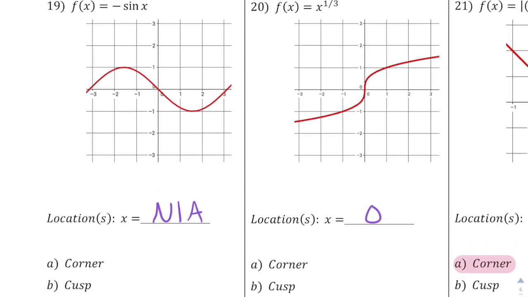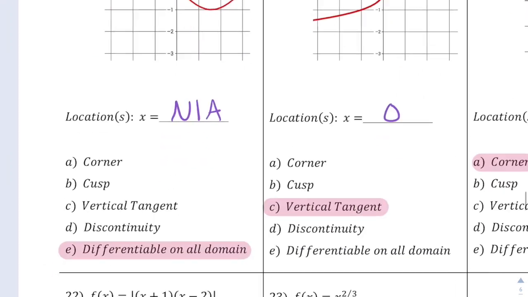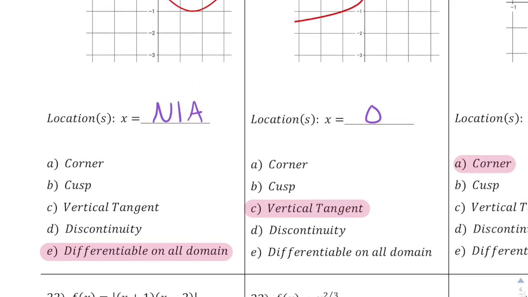This one, number 19, there's no issue. It never goes vertical. It never has a problem. It looks very consistent. It's simple. There is no issue. So do not write the number 0 here. That's not the result. 0 is a location. You have to use NA, none, or no location. Anything else, do not use the number 0. 0 is a location. So differentiable on all domain.